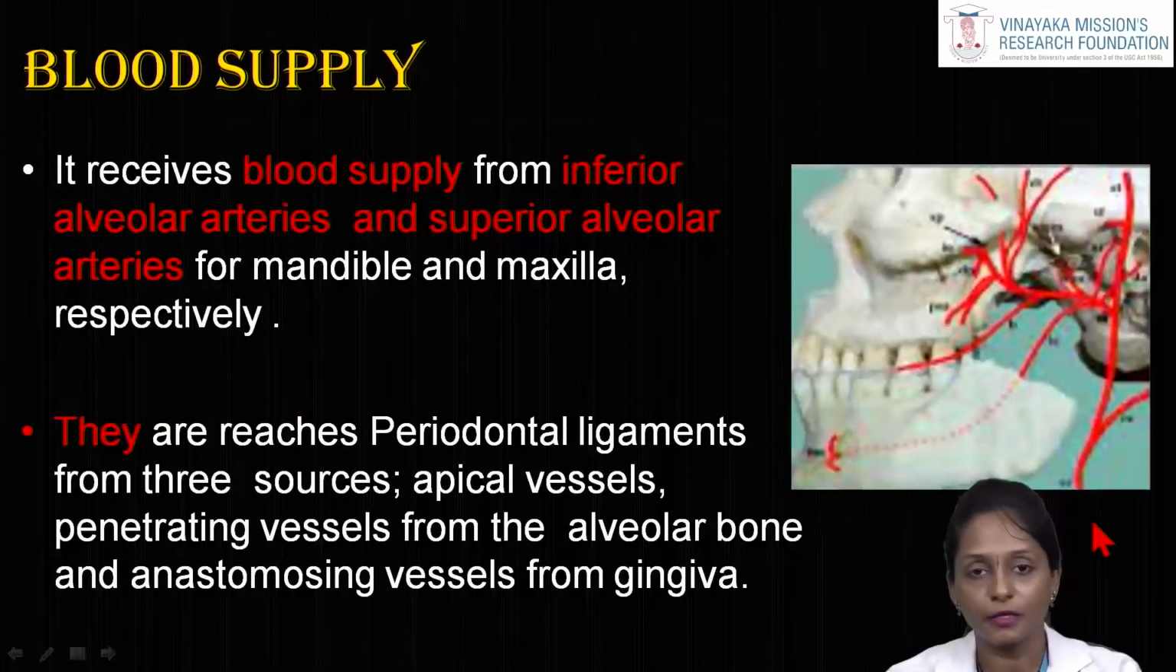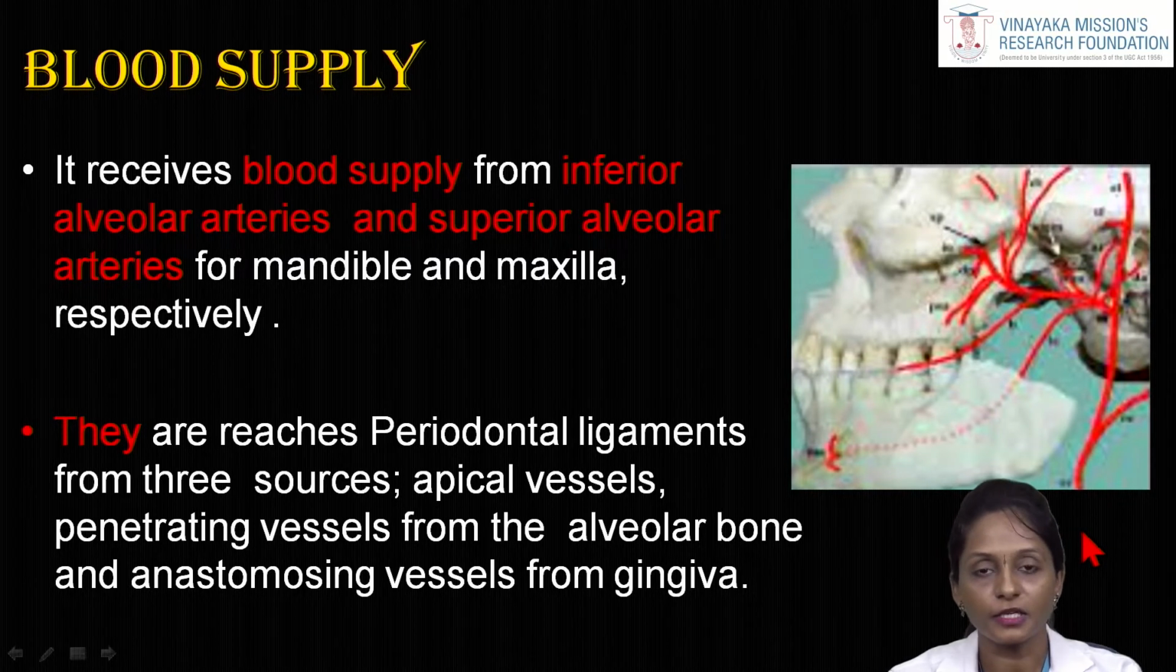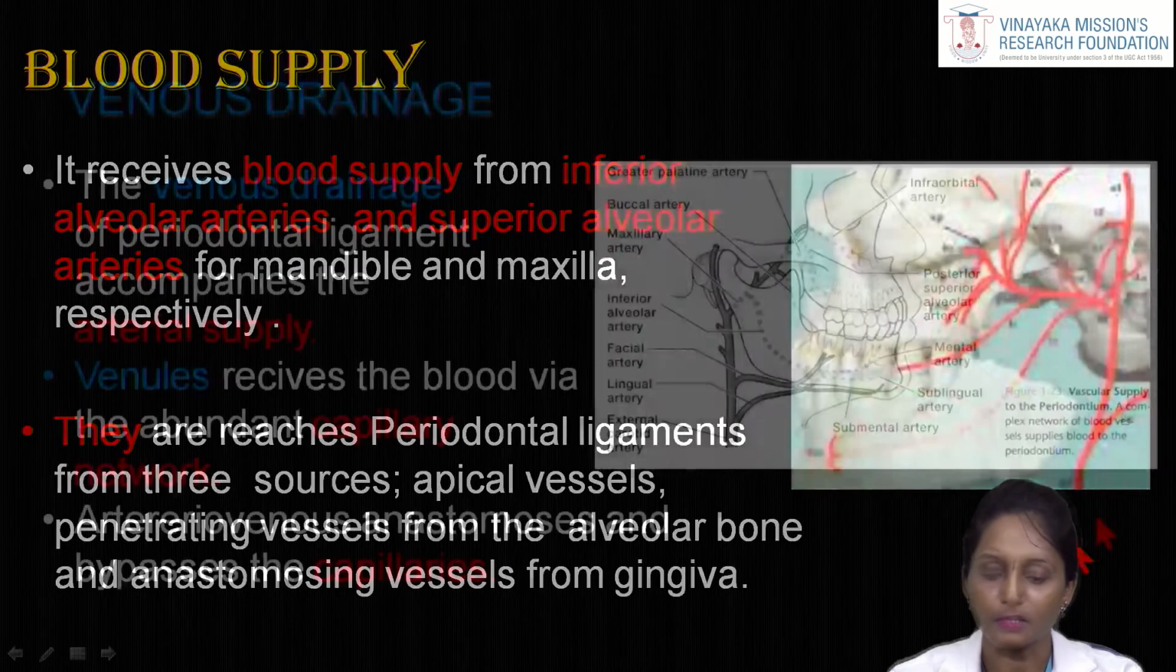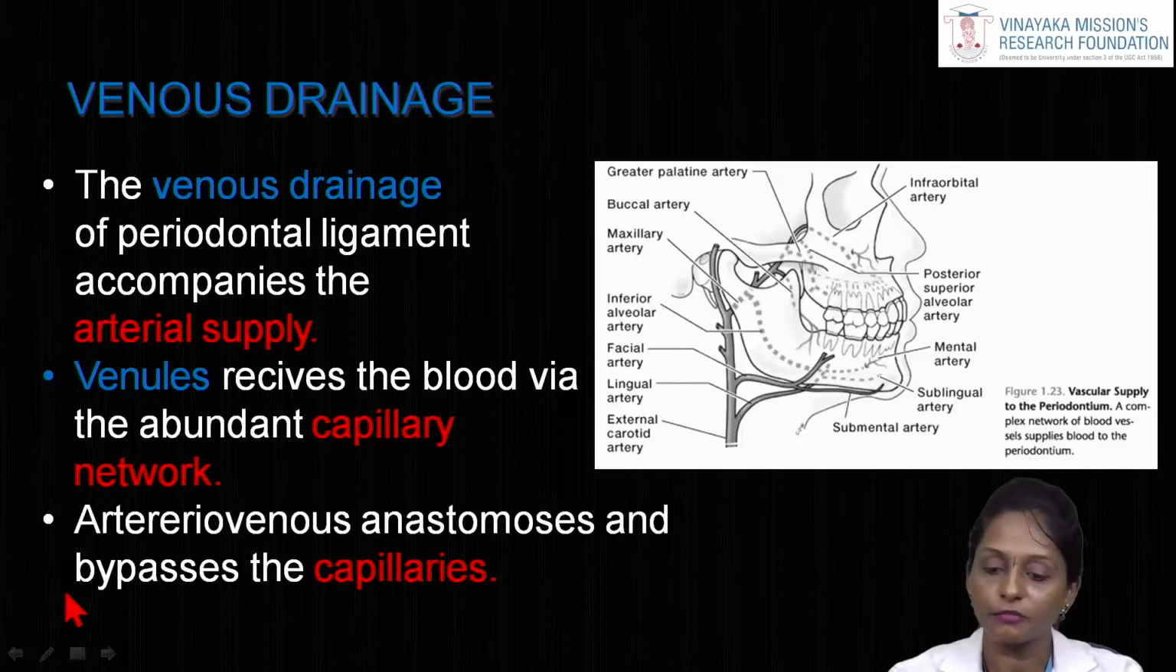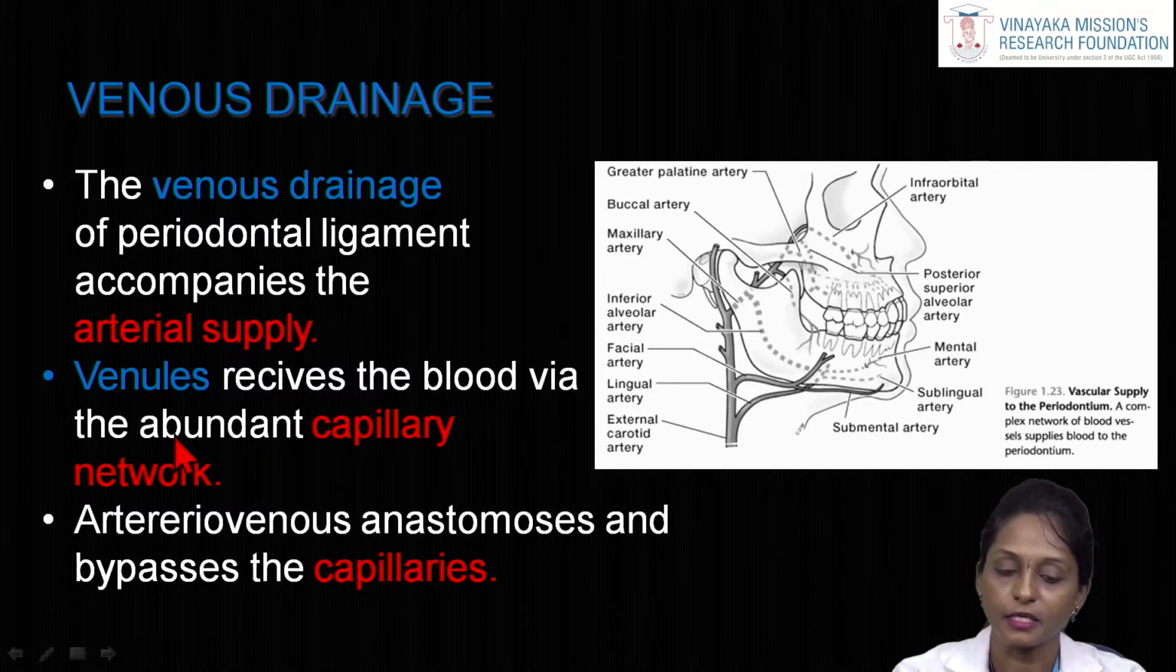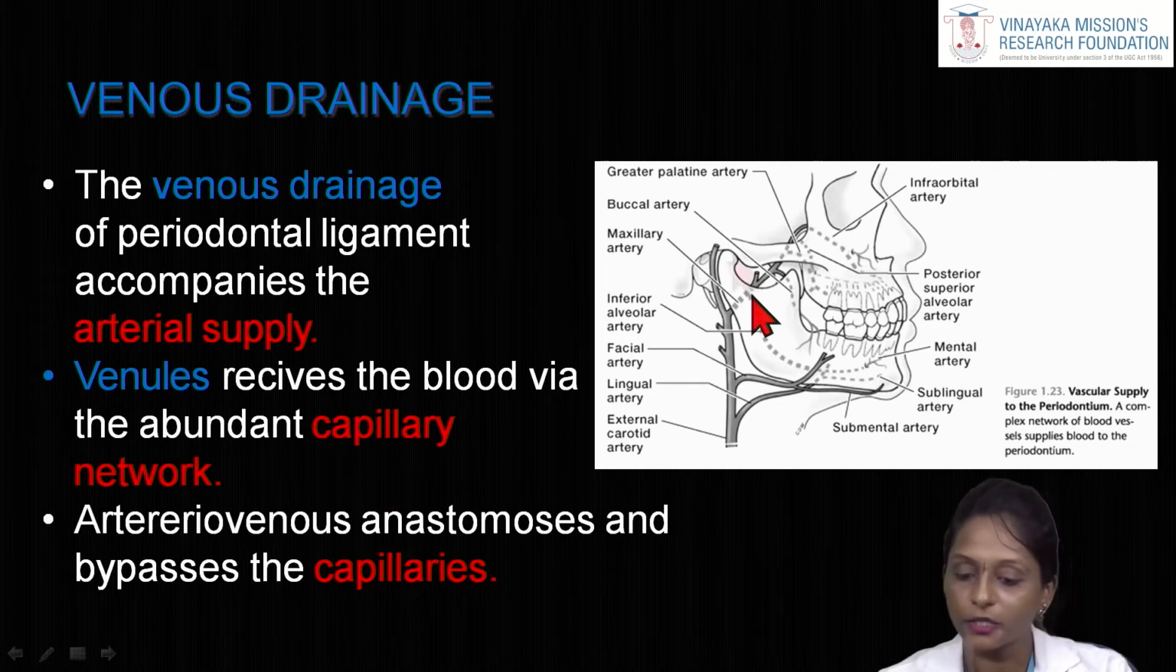Moving on to the blood supply of the alveolar process, it receives blood supply from the inferior and the superior alveolar arteries. That is, both maxilla and mandible are supplied by these arteries. In this picture you can see the venous drainage, that is, venous drainage of the periodontal ligament accompanies the arterial supply. So the arteriovenous anastomosis bypasses the capillaries here. Here you can clearly see the trigeminal branch, and the inferior alveolar artery emerges through the mandibular canal, and if it emerges through the mental foramen, it is called the mental artery.